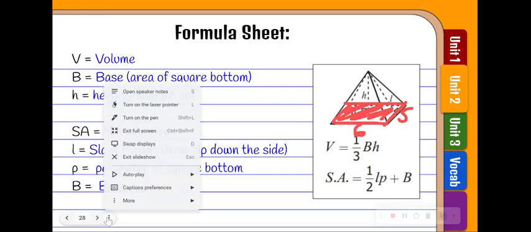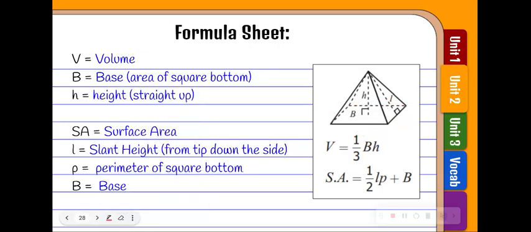That is the height that goes straight up, which is different than your slant height. So we're talking about this height right here from the point straight to the bottom, like that. This L is your slant height, which is this height. If you were to stand at the top of that pyramid and slide down the edge there, that is your slant height. So that's going to be a different measurement than your height.